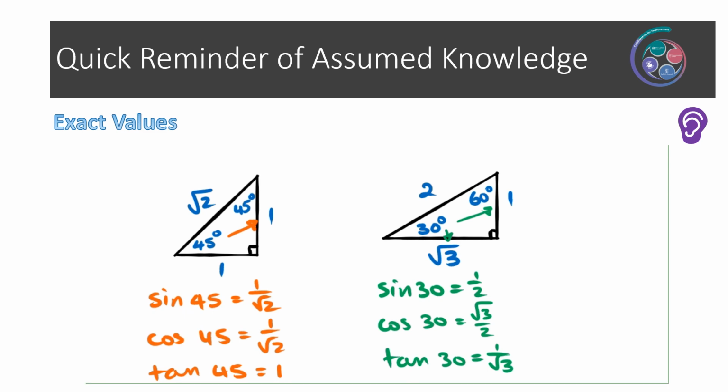And then the last one would be the 60 degrees, so sine 60. This time this is the opposite side, so it's root 3 over 2. Cos 60 is a half, and tan 60 equals root 3. Okay, so you need these exact values. At this point, it would be worthwhile taking a note of that screen of those exact values because we're going to use these in the questions later on.